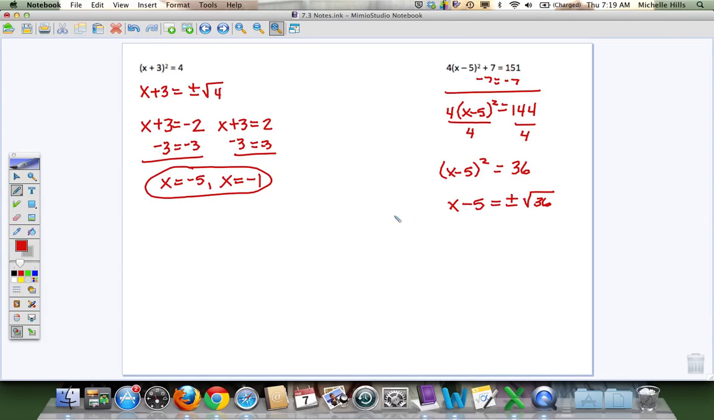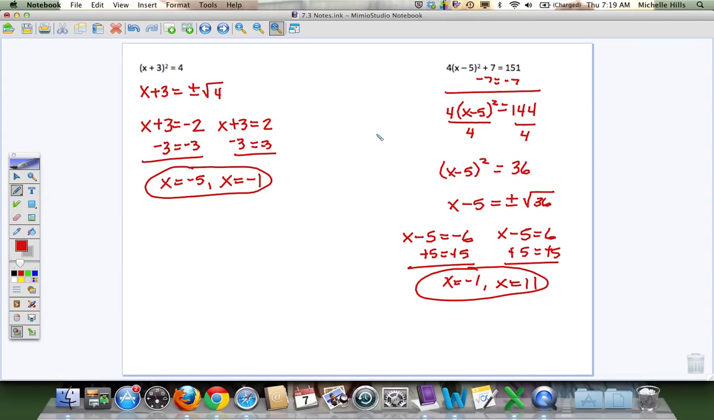Well, the square root of 36 is 6, so one of my equations is x minus 5 equals negative 6, to get that negative square root. The other equation is x minus 5 equals positive 6. I'm going to add 5 to both sides to solve these equations. So x equals negative 1 is one of my solutions, and on the other side, x equals positive 11. So those are my two solutions.